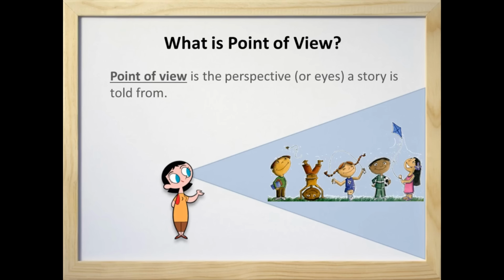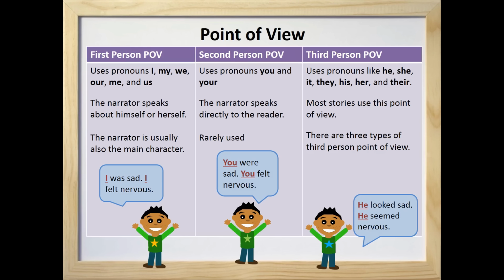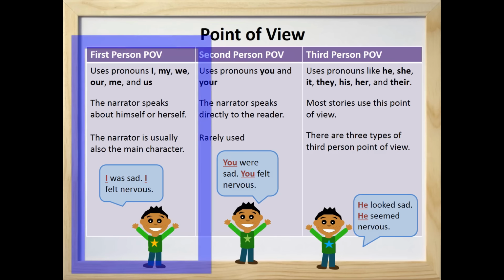Point of view is the perspective or eyes a story is told from. We have the narrator, and everything in blue is the narrator's point of view. I'm going to very quickly review the three main types of point of view from video 1. A narrator using first person point of view will use first person pronouns: I, my, we, our, me, and us. This narrator will speak a lot about himself or herself. This narrator is also usually the main character of a story.